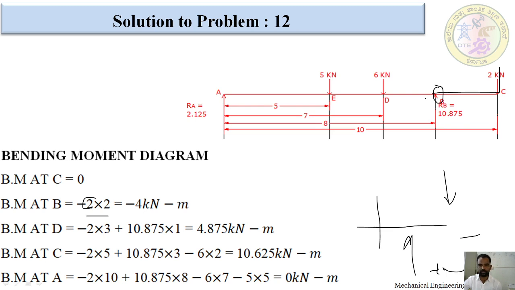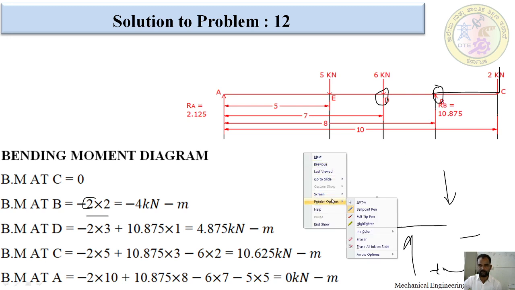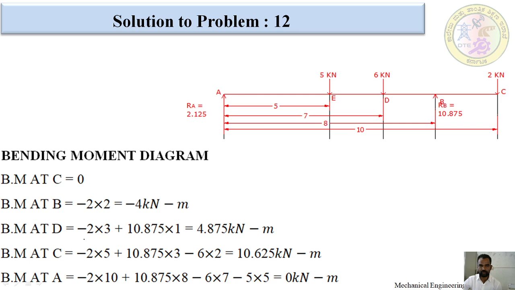Now I want to find out the bending moment at section D. At D how much is it? This is the negative bending calculation, up to here we have a distance. 2 into how much distance? This is I think 2, and this one is how much? 1 meter. This is negative into this distance. 2 plus 1 is 3, negative 2 into 3. After that this is positive because it is upward force into 1. This is the value. We will get 4.875 kilonewton meter.